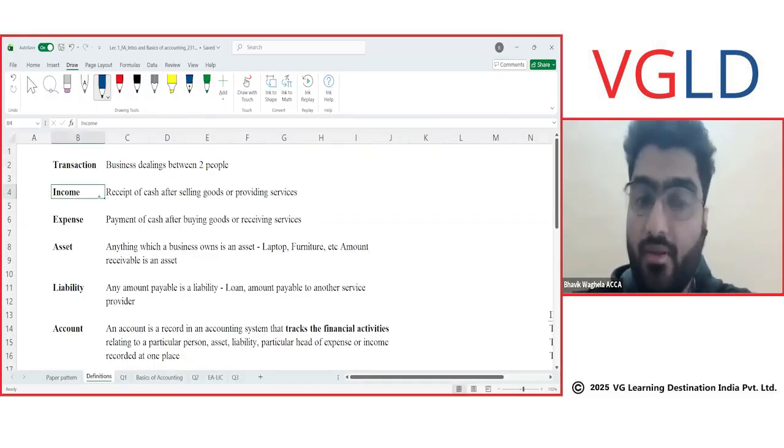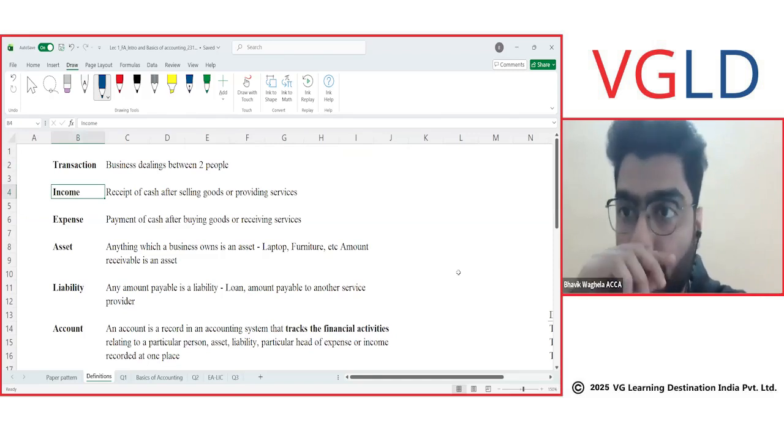Next, income. Receipt of cash after selling goods or services.